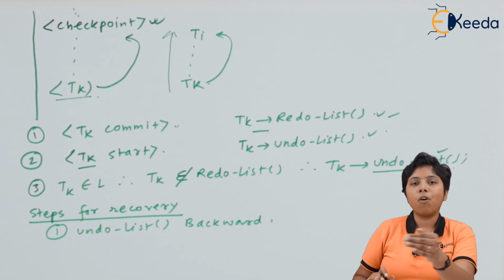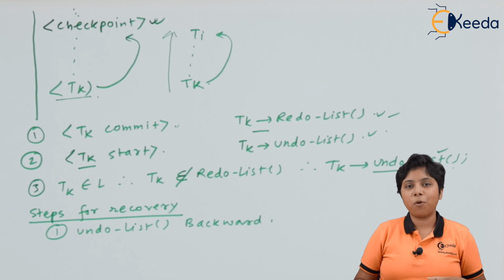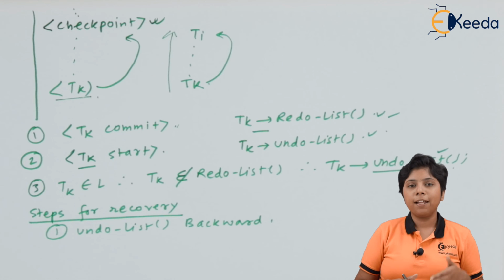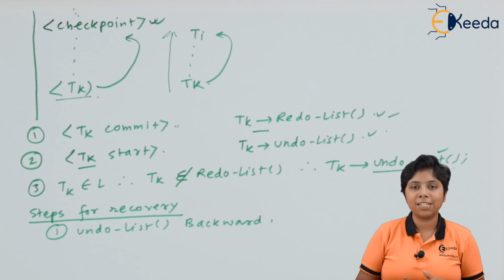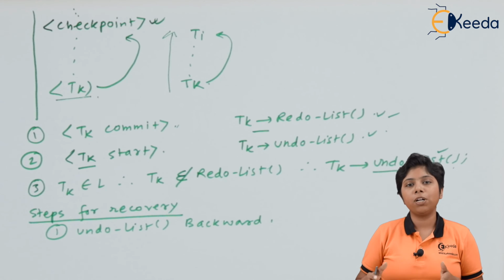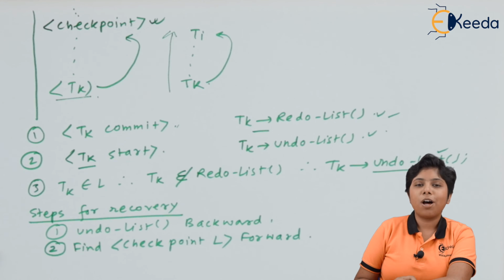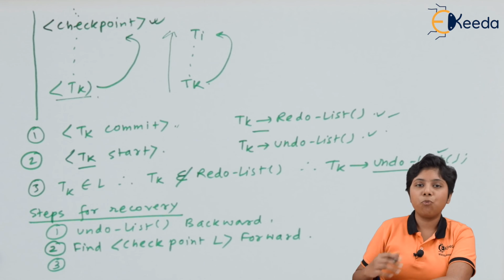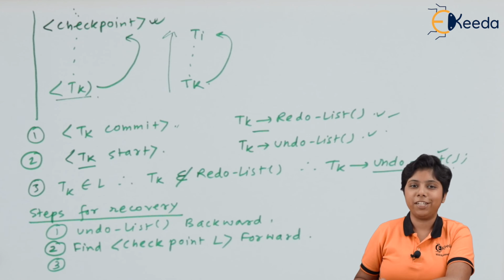Now why are we going forward for the checkpoint? Because if we find the most recent checkpoint backwardly, then we might not have taken all the checkpoints that were previously considered. So we forwardly find the checkpoint L, that is the most recent checkpoint. After finding it, we need to perform the redo list also in a forward nature.